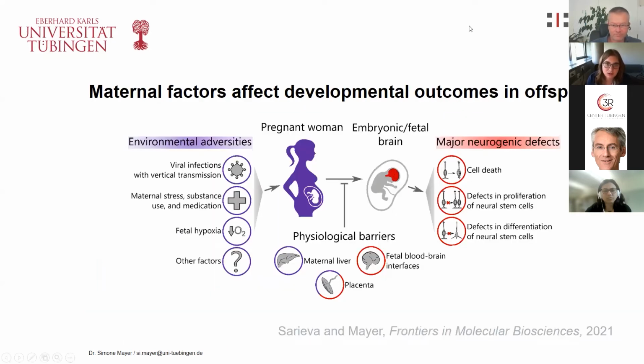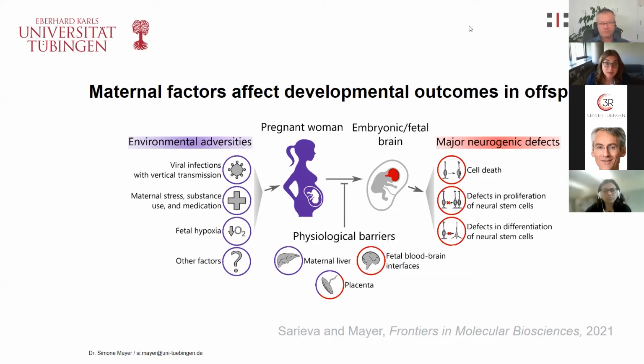Here is just to give a bit more context on this first pillar, where we're looking at different maternal factors. We recently reviewed a large body of literature in this area that has used organoids to model these. We can model viral infections; I already alluded to the Zika virus before. Also maternal stress, substance abuse and medication have an effect. Fetal hypoxia is also really important in having an effect on brain development, for example hypoxia induced by a placental insufficiency, or maybe also for prematurely born babies. We know that hypoxia has severe consequences.